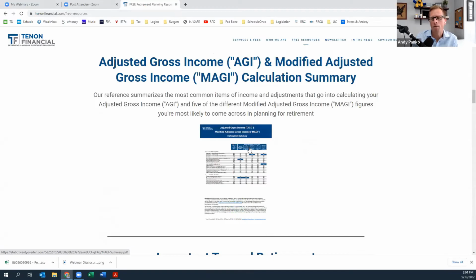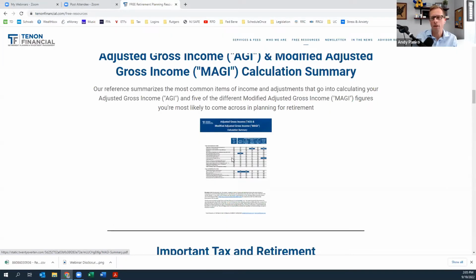For today, I will be referencing the Roth IRA withdrawal rule summary. I put together a summary that hits on some of the main MAGIs, or modified adjusted gross incomes, that commonly come into play with retirement planning. So you'll see some of these things referenced in the tax return we'll be going over.